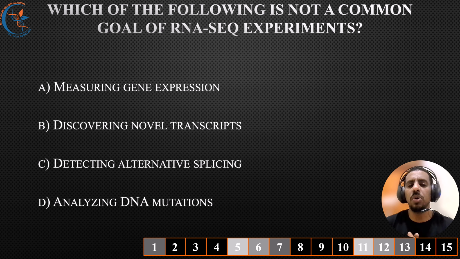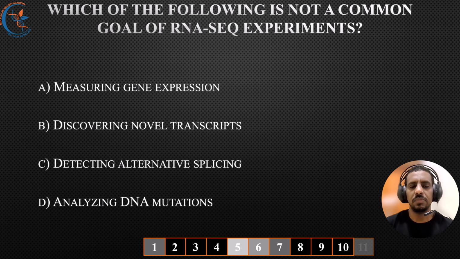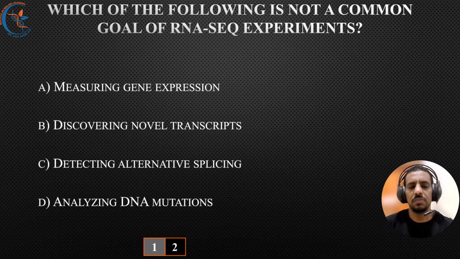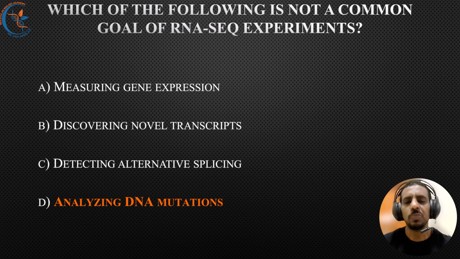All right, the next question here. Which of the following is not a common goal for RNA sequencing experiments? All right, RNA sequencing focuses on studying RNA, such as measuring gene expression levels, identifying new RNA species, and studying splicing, right? DNA mutation in option D is usually studied through DNA sequencing, not RNA sequencing. All right, let's move on.